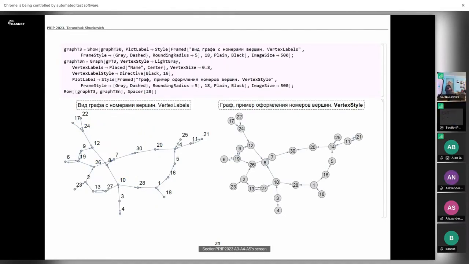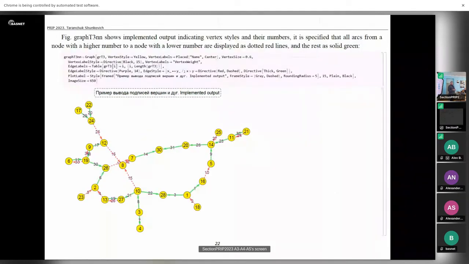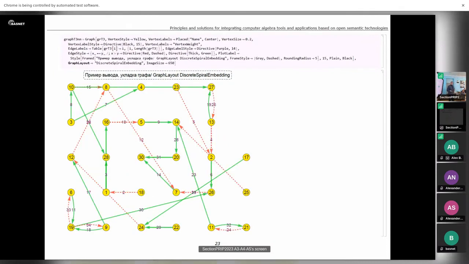A nice example of a different style of vertex visualization, like circles, and different kinds of layout: with no layout and with one possible layout. Here we can see combined variants with vertex labels and edge labels, and the same, but with layout.